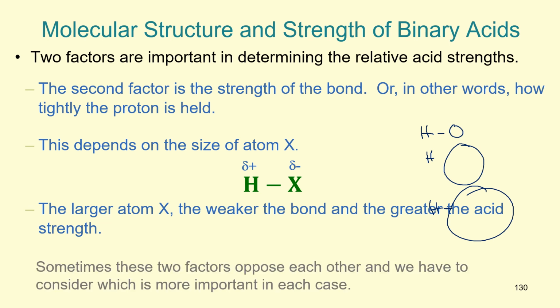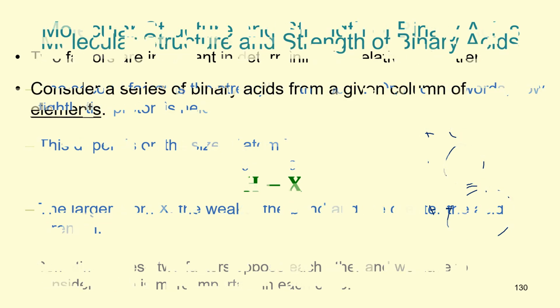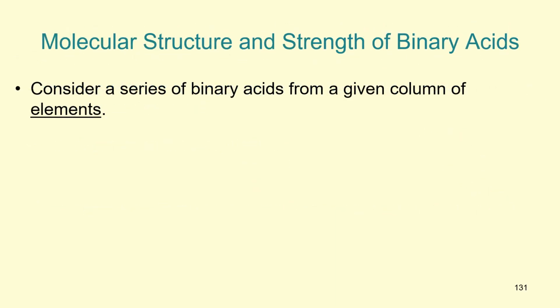Now, sometimes these two factors oppose each other, and we have to consider which is more important. And so what we're going to do is look at binary acids, and then also look at oxoacids. So what is a binary acid? That's just when you have hydrogen and one other element. So HCl, HF, it doesn't have to be just one H, but just one other element. So H2S, H2O, etc.